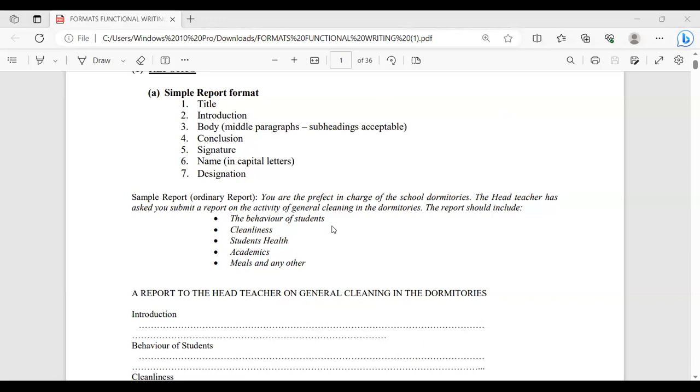So now we have a report. We have different types of reports. Now, our first report is what we call the comprehensive report. Let me write somewhere here. We have the comprehensive report.